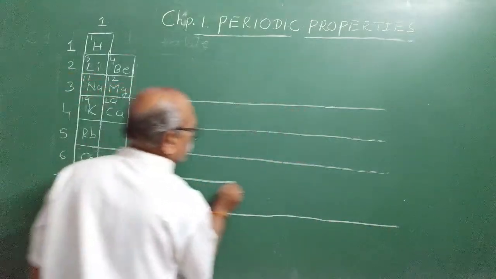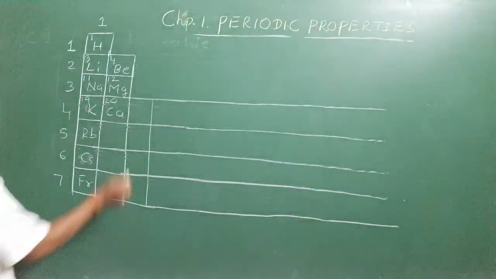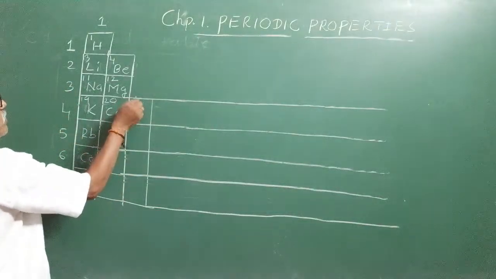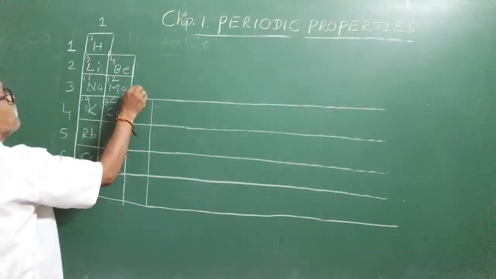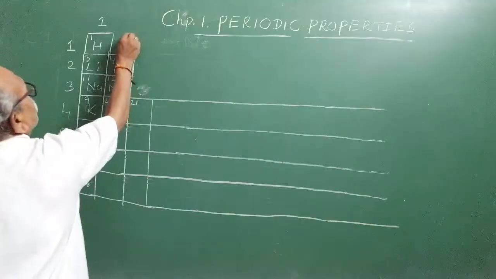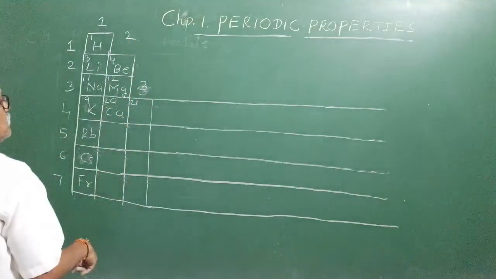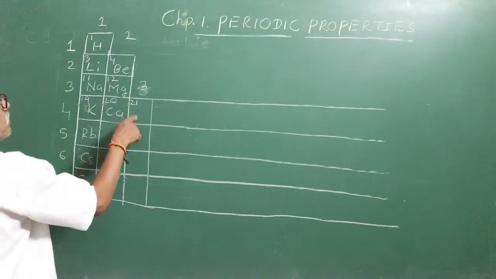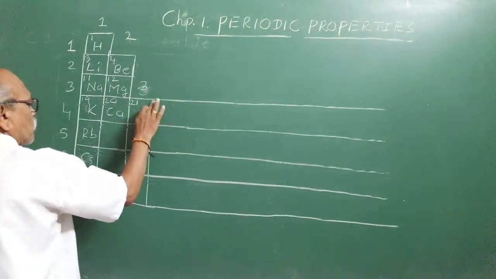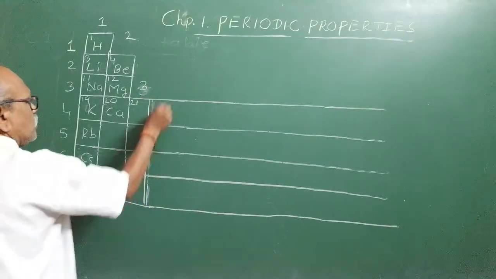This line also. Horizontal rows are called periods. And here you get the element number 21. This is group number 3. This is group number, I will write group number 2 here. Here you have 3, third group. Third group starts here. Then according to the modern periodic table, you draw 10 lines.